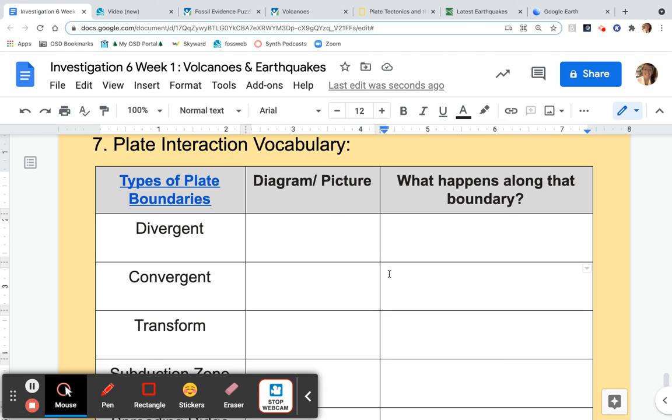What happens at a convergent plate boundary? The plates are sliding together. Sometimes maybe they will push up. Sometimes one will go under if it's denser. But in general, converging means coming together. What happens at a transform boundary? This would be when one plate sort of slides past the other plate.